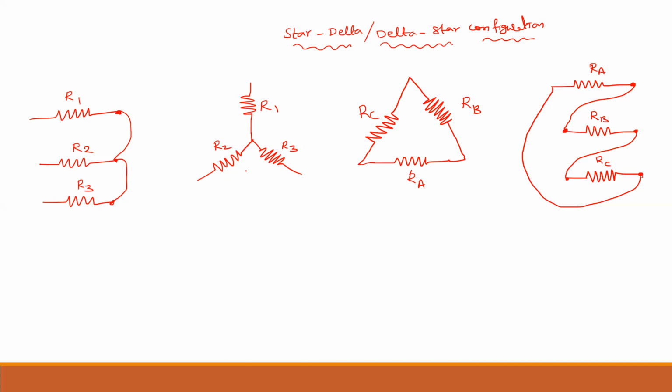Now, in any resistive circuit, there will be a combination of series and parallel with two resistors. If more than two resistors are there, we can say it is a star combination R1, R2, R3, or RA, RB, RC delta configuration. Based on that, we can simplify the circuit by transforming star to delta or delta to star, whichever is required as per the circuit.